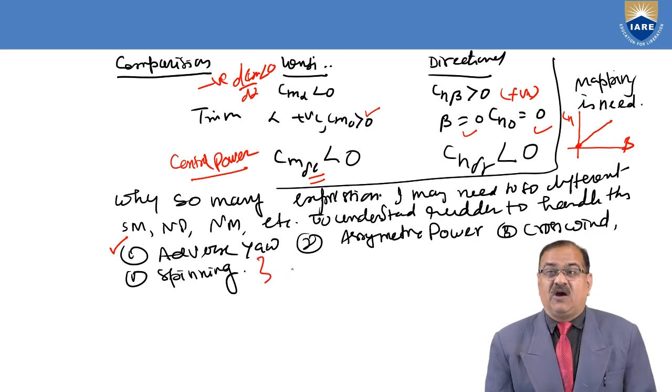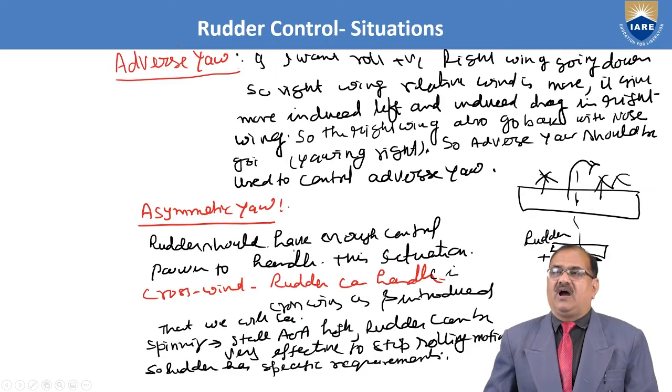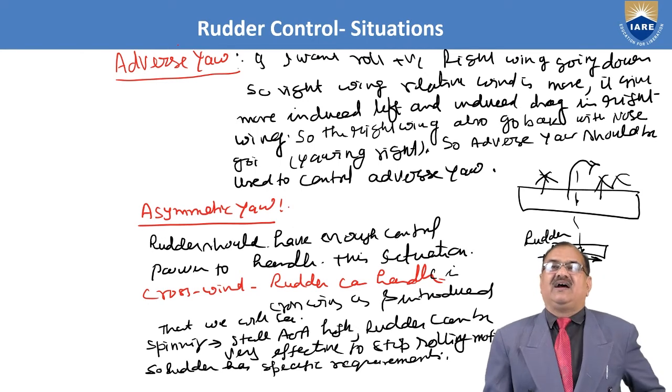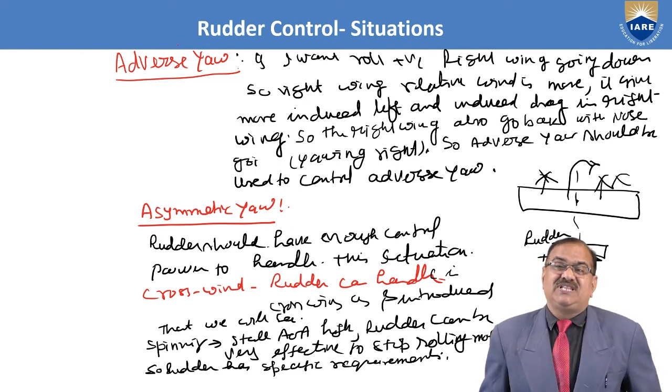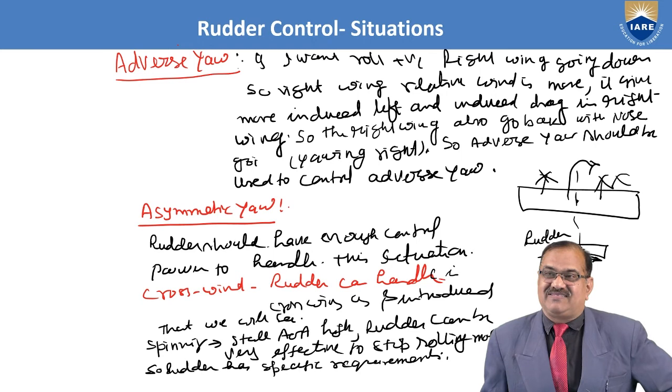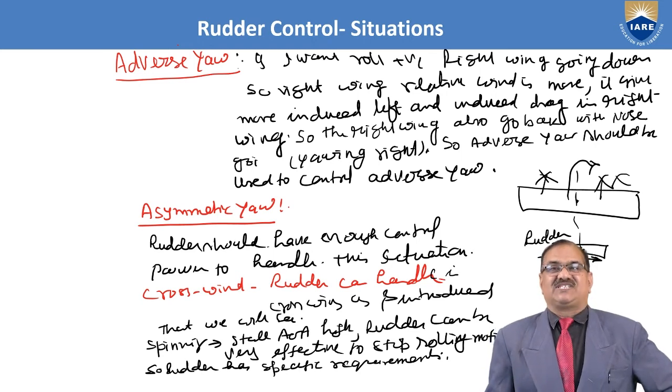Okay, so this is where the rudders are used. We have to understand what adverse yaw is. In this rudder control, a few situations are there. The first one is adverse yaw.